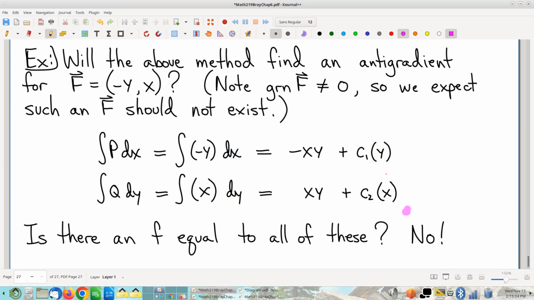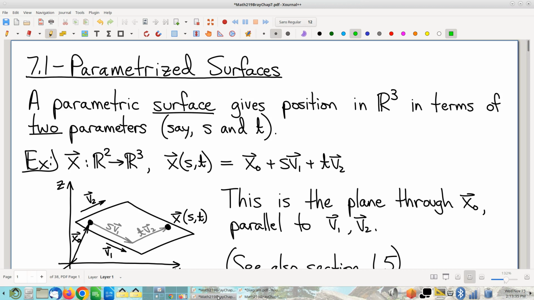Okay, so that's how to do antigradients and how you will fail when you're trying to find something that doesn't exist. And that finishes chapter 6. We move on now to chapter 7. Quick heads up, chapter 7 is going to be a lot like chapter 6.